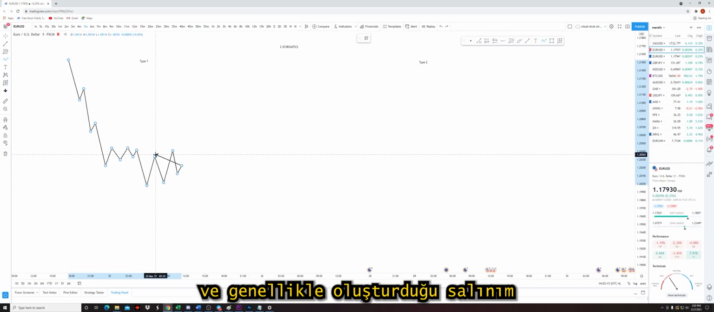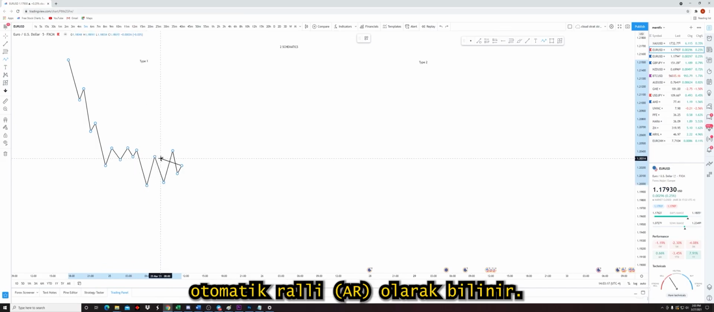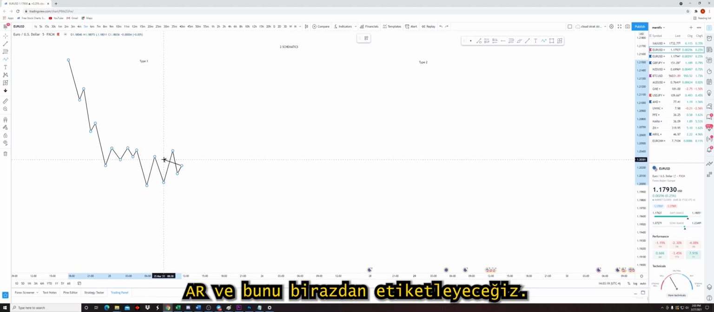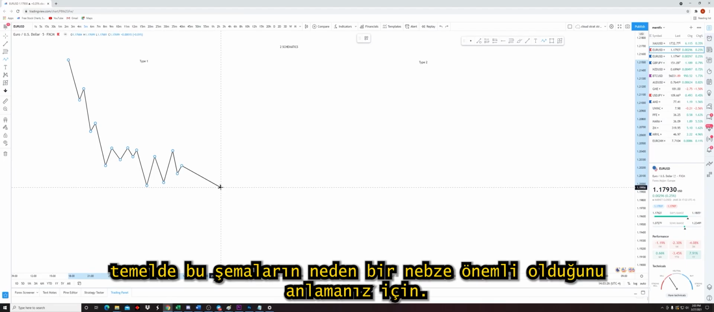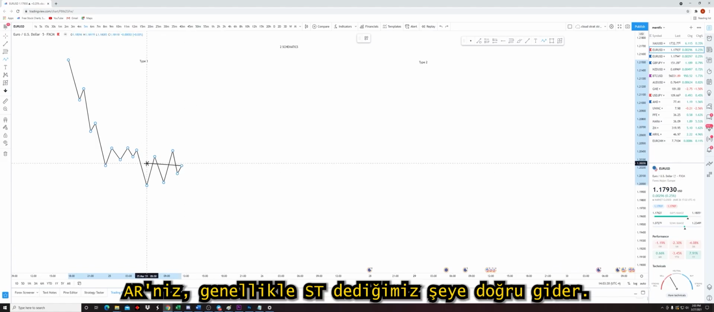We have a move that comes up, and usually whatever swing it forms is known as your automatic rally, the AR. And we're gonna label this in a second too, but I need you to understand every phase of it to basically understand why these schematics are somewhat important. Your AR into what we usually call the ST.